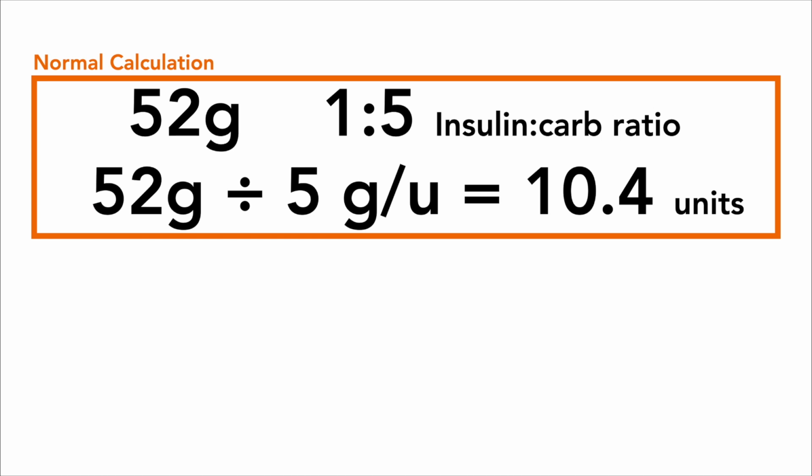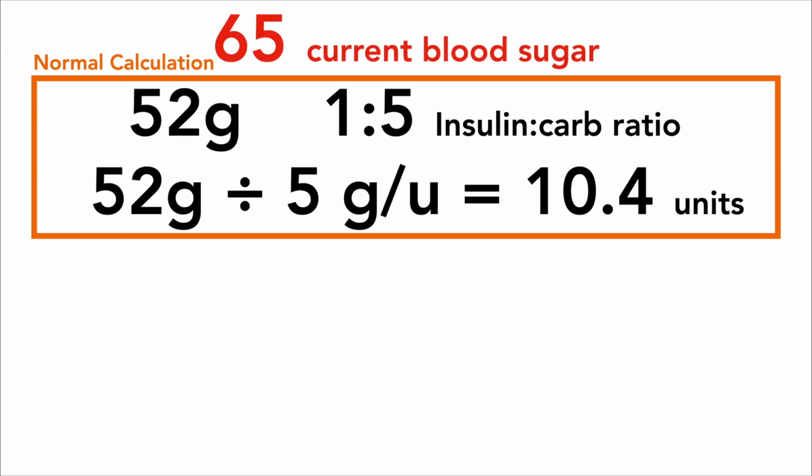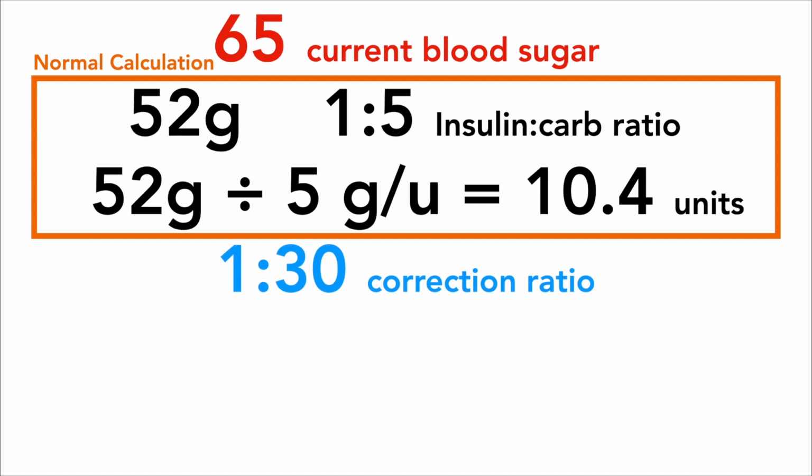Let's say that your blood sugar is currently 65 after exercising, so you probably want to use less insulin. One way to account for your blood sugar is to use a correction ratio. 1:30 is an example of a correction ratio, and they basically tell you how many units of insulin to give or subtract based on how far your blood sugar is above or below a certain target. Let's assume that the target blood sugar is 120.